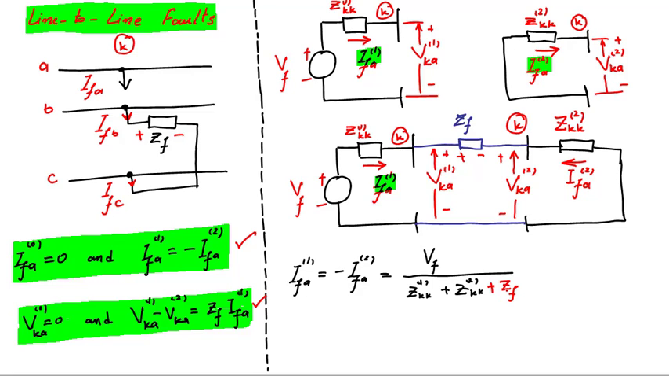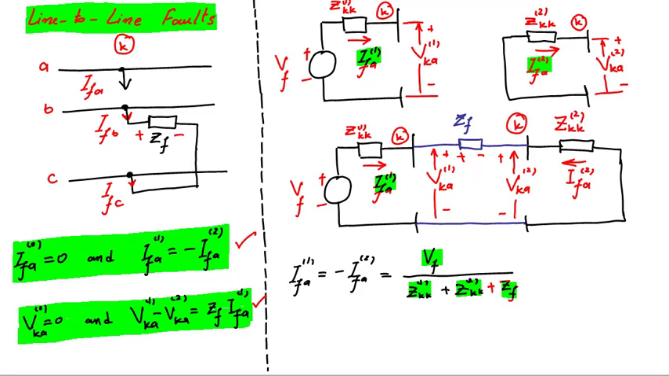In this equation, we know the value of Vf, the pre-fault voltage. We have the values of ZKK positive sequence and ZKK negative sequence from their respective sequence impedance matrices, Z bus. ZF will also be given to us. It means all these values are known to us. So we can calculate the two sequence components of fault current from here, and one is already known to us, the zero sequence, which is 0. Now we have the three sequence components of fault current.